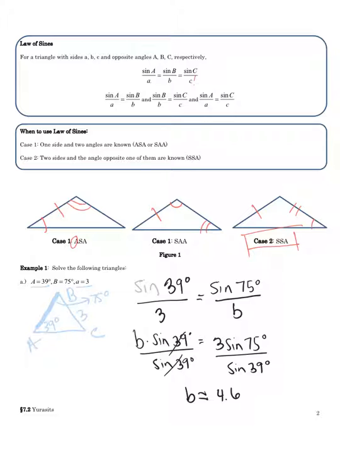Now, there was something really easy I could have solved off the bat without using law of sines, and that is to find angle C. Because I have these two angles, and I know a triangle has to add up to 180. So C is 180 take away these two angles.